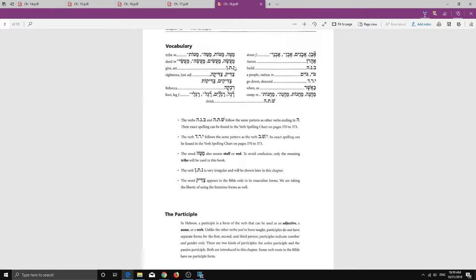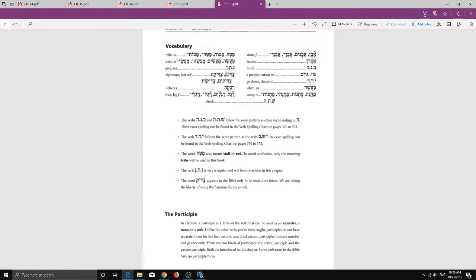Then we have the verb nun tav nun. Natan means give or set. This is where we get our name Nathan or Nathaniel. Nathaniel would literally mean God gives, or I guess technically God gave in the perfect. Okay, so Natan, nun, tav, nun.